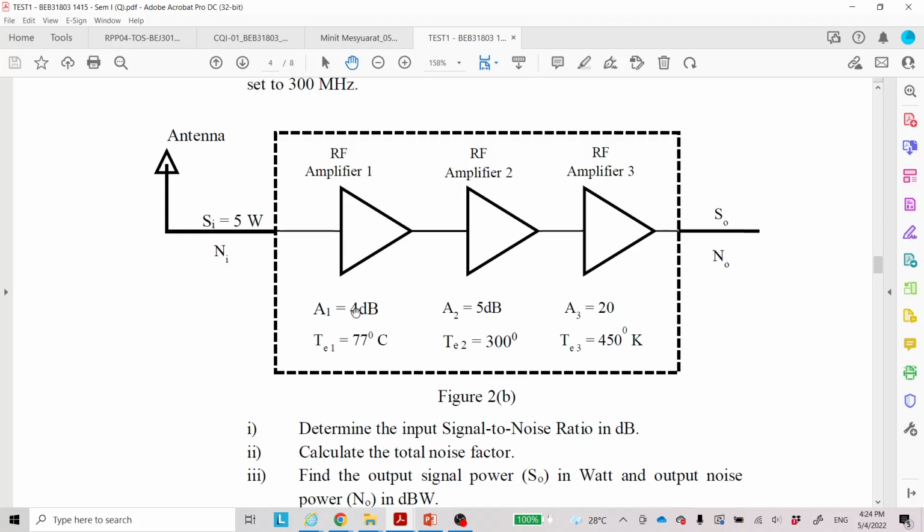So you see the difference here. We give A3 is equal to 20, so this is not dB, this is 20. Similar with this one, TE1 is 77 Celsius. This is actually in Kelvin, 300 Kelvin. I forgot to put the unit here, K. This is Kelvin. Determine the input signal to noise ratio in dB. How much is the input SNR in terms of decibel?